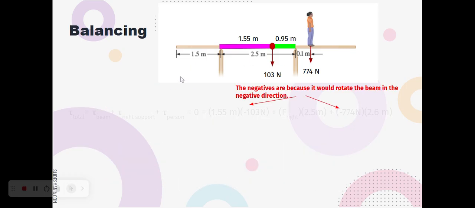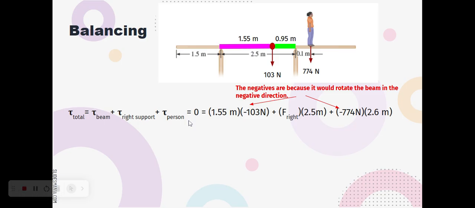Okay, so if I write out that my total torque is going to equal 0, my total torque is the beam, the right support, and the person, those 3 torques. Well, the beam is going to be pointing down, giving us our negative direction. The support, okay, we don't really know, but we know it's pointing up, so we're just going to leave that as a positive. But if it came out negative somehow, that would mean it was pushing down. And then the person is pushing down, and we have their weights and their distances from the pivot.